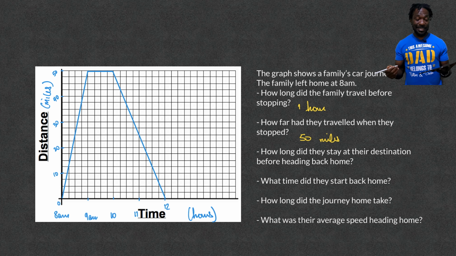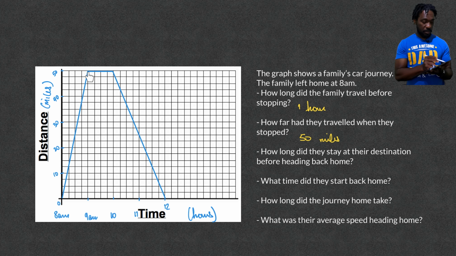How long did they stay at their destination? So it is clearly that they have stopped for a bit, and this is the bit that they stopped. How long did they stay at their destination before heading home? Well, they got there at 9 and they left at 10, so that means that they stayed for 1 hour at their destination. And what time did they start back home?